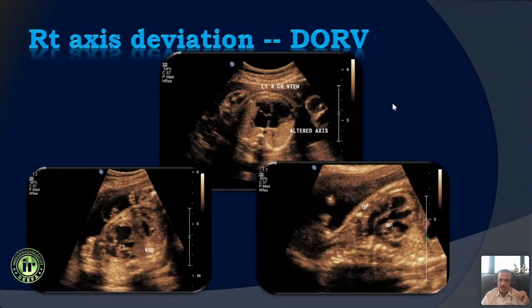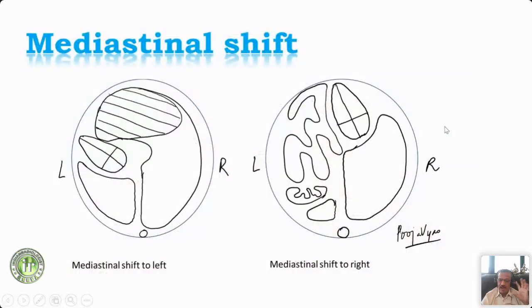Now, why I'm showing this is because as compared to axis deviation, mediastinal shift is a different entity in a way. What happens in mediastinal shift is that the heart still points to the left or to the right, and the heart gets shifted to one side. So if there is a mass, say, on the right side, the mediastinum will be shifted to the left, but the apex of the heart will still point to the left. And similarly, if there's a large mass on the left side, the entire mediastinum will be shifted to the right, but the apex of the heart will still point towards the left.